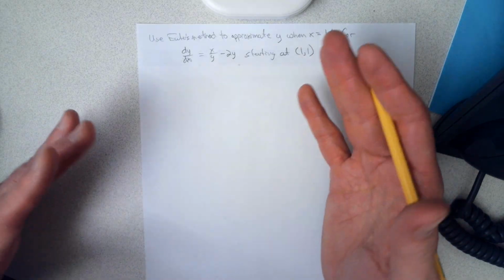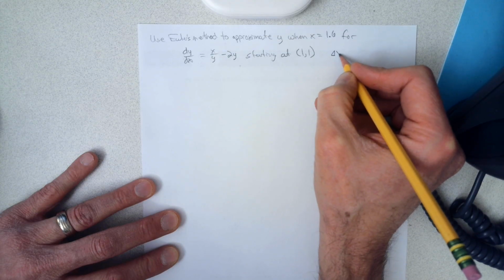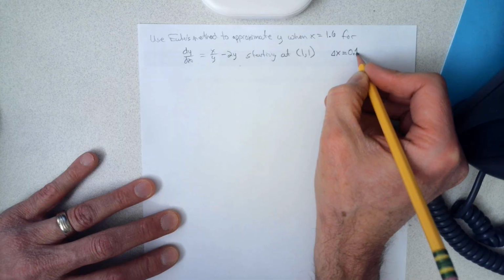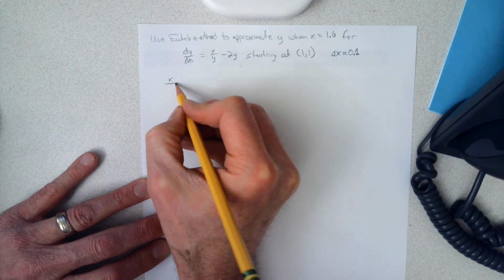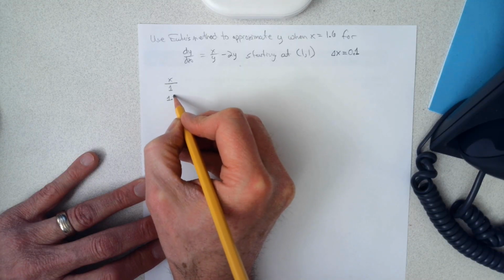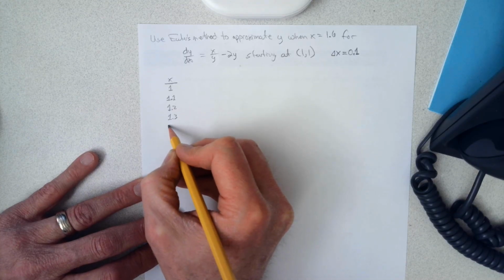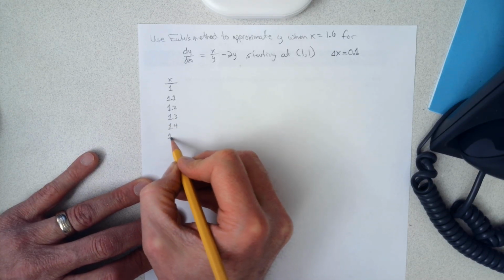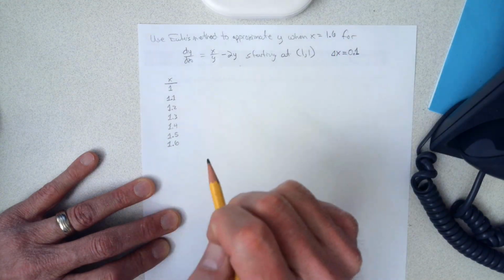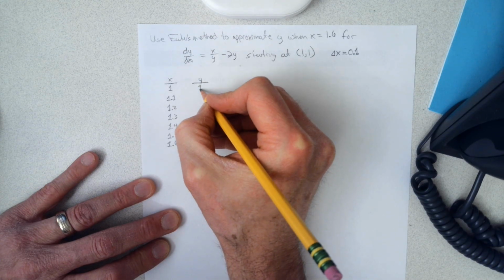Okay. So the way this works, we're starting at (1, 1), and we're going to go with a delta x of 0.1. So we're going to move forward through this process. And so the x values I'm going to use are going to start at 1, and then my next x value will be 1.1, and then 1.2, and then 1.3, 1.4, 1.5, and then I'll eventually get to the 1.6 that it was asking me to approximate. I know that my first y value is also 1.